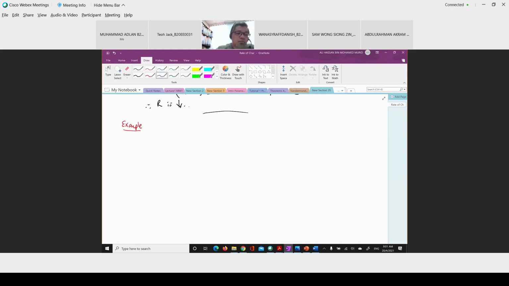Evaluate this double integral, 1 over x plus y dA, with D as shown below. Okay, we have a region D here as shown here.